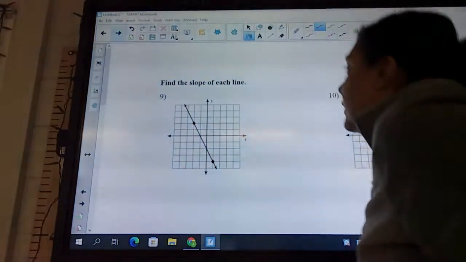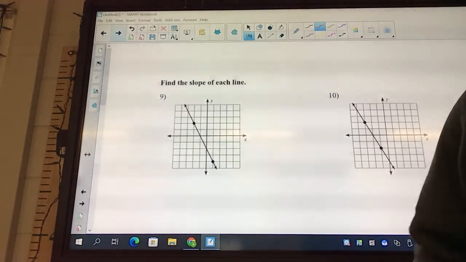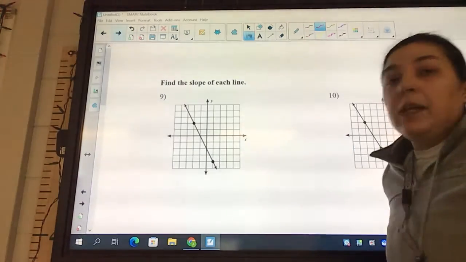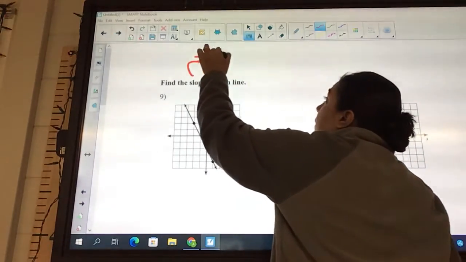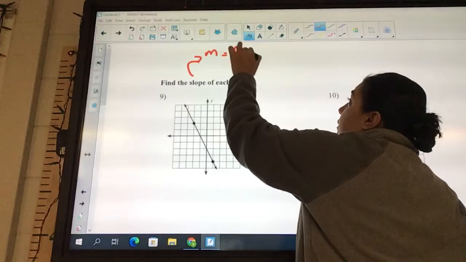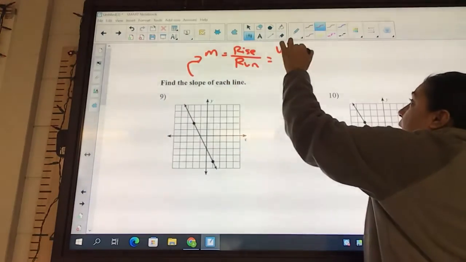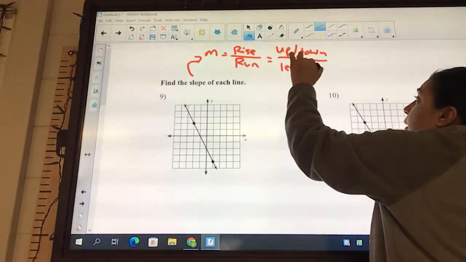Okay. So the next part on here is to find the slope of the line. So how do we find the slope of a line with the graph? Okay. Well, the slope, and it's on the board over there. Slope, we use the letter M, and it's our rise over our run, which is our up, down over our left and right.